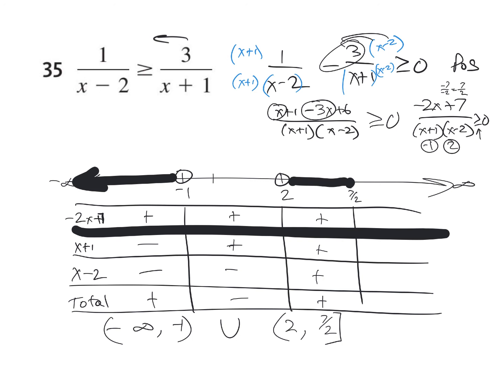And we got to check bigger than 3 1/2. Let's try 4. Negative 2 times 4 is negative 8, plus 7 is negative. 4 plus 1 is positive. 4 minus 2 is positive. That gives us negative. So this should be our interval notation. Let's check the book. And that's answer, which is correct. Good. 37.